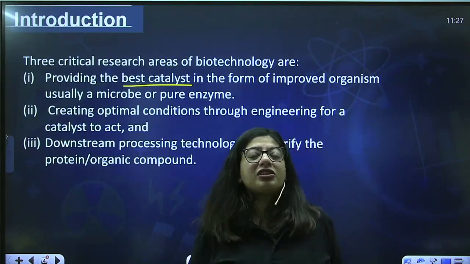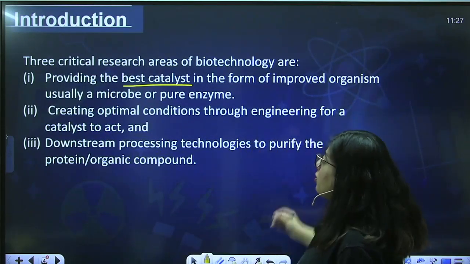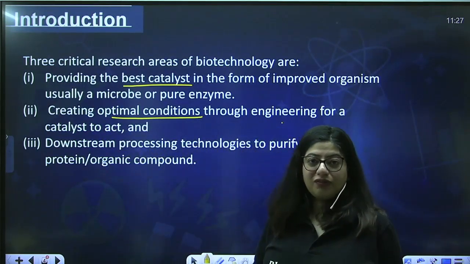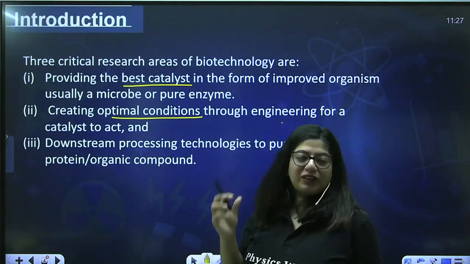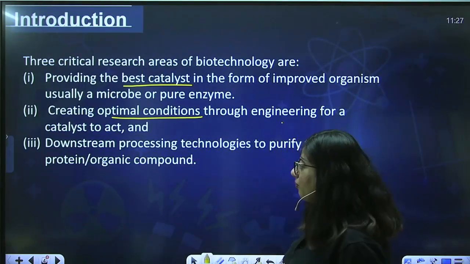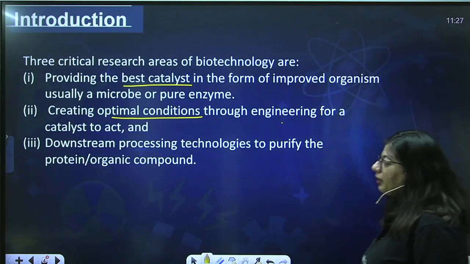All these conditions need to be researched along with the microorganism if you want your organism to grow at a faster rate. Fine. Okay, so first, let's find the organism. Second research area, let's find the condition in which it can grow. Third is downstream processing technology to purify the protein or organic compound.